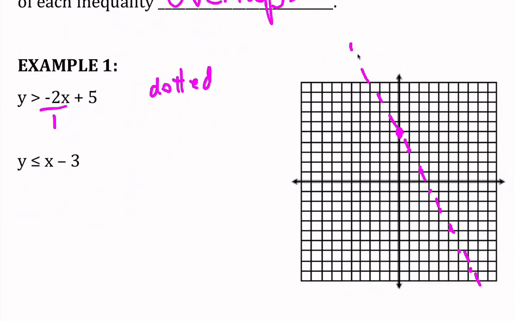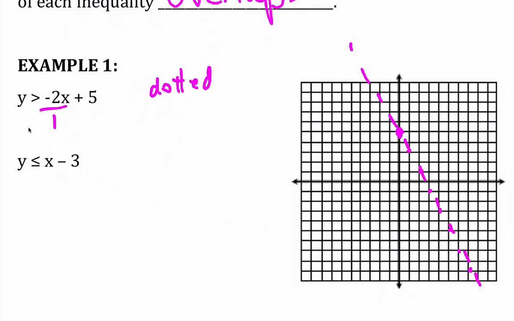The importance of a dashed line is that if I have a point that falls on top of the line, I think of it like a broken bridge. If you're walking on this, you're going to fall through. So if it's on top of the line, it does not count. It's broken. On top of a broken line does not count.